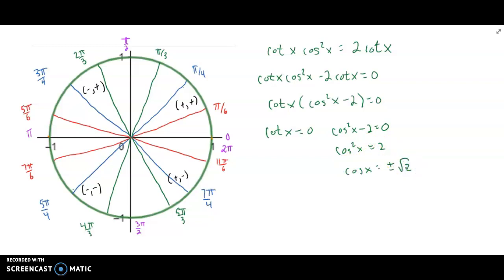Now what that means is that this particular equation will not have a solution, but I still have to look at this other one because it's still possible that I have valid answers. So I'm looking for where the cotangent is equal to 0. So that's going to be where the cosine is equal to 0, but the sine is equal to something else. That's going to occur at my pi over 2's. So pi over 2 and 3 pi over 2. Those are my two solutions to that equation.